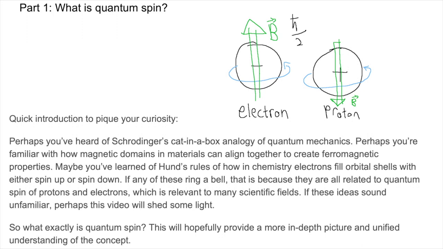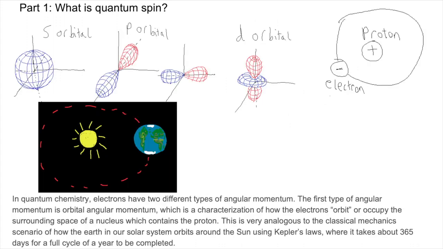So what exactly is quantum spin? This will hopefully provide a more in-depth picture and unified understanding of the concept. In quantum chemistry, electrons have two different types of angular momentum. The first type is orbital angular momentum, which is a characterization of how the electrons orbit or occupy the surrounding space of a nucleus, which contains the proton.